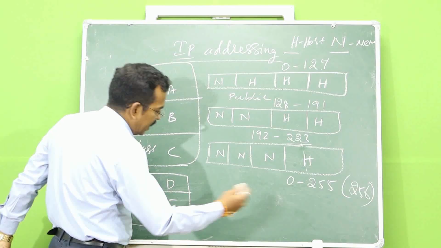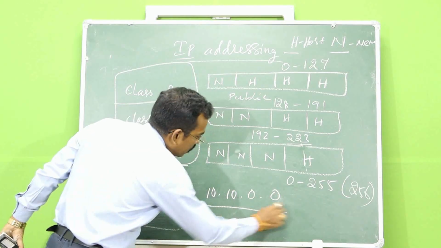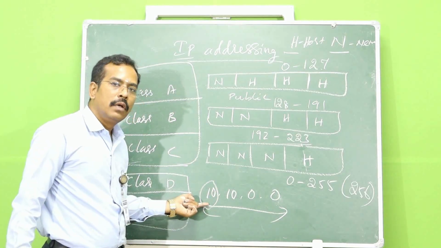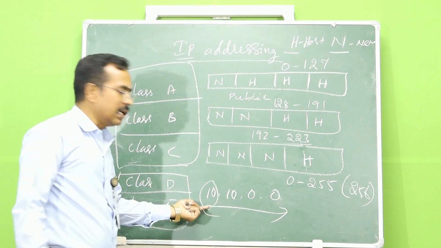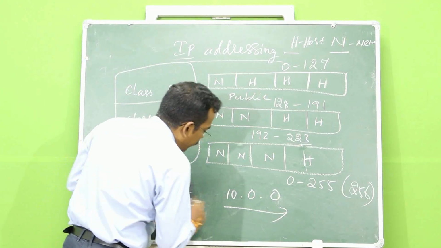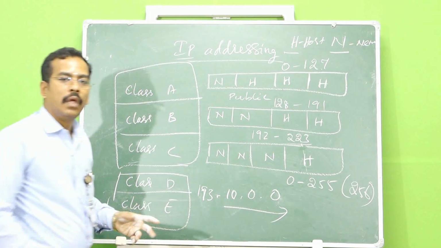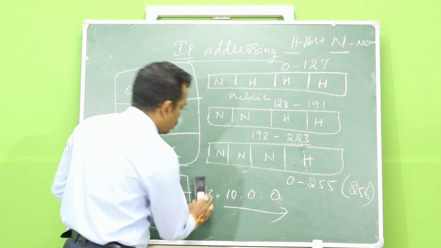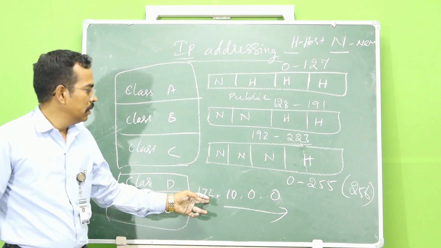Let me have an example. Just identify what class it belongs to. This one starts with 10. In which range does it come? Yes, it is class A. When the first number is 10, it is class A. Now 192, 193, then it falls in class C. And when it is 172, this will be class B.